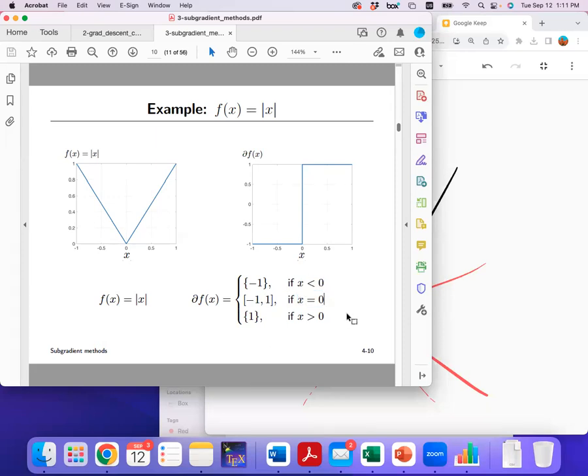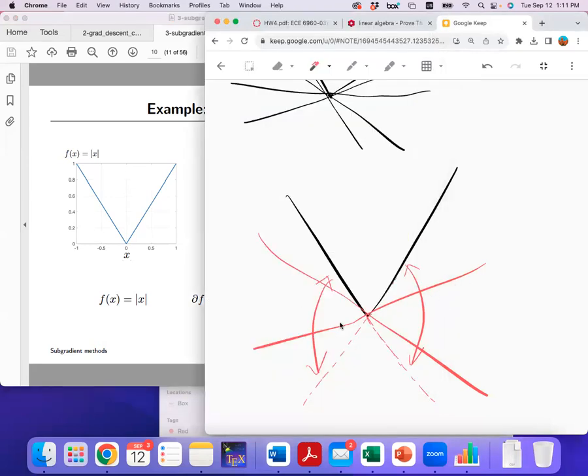So you can interpret this as, at point 0, the derivative at point 0 is anything between -1 and 1. It can be viewed as a kind of derivative, or subderivative.